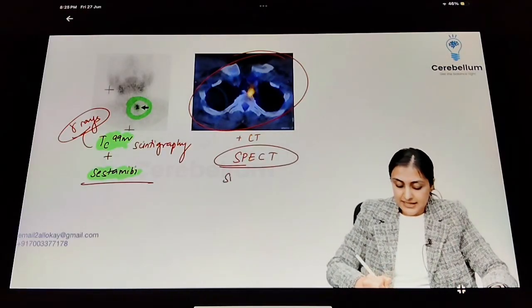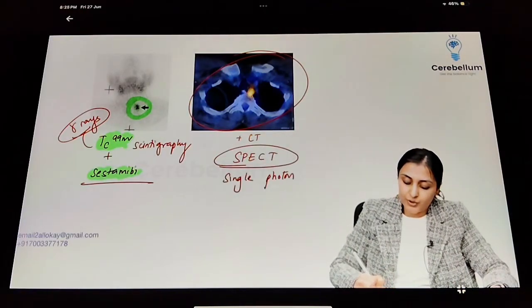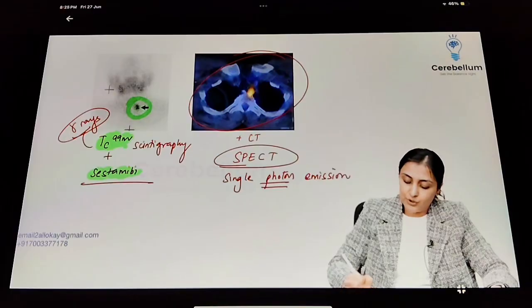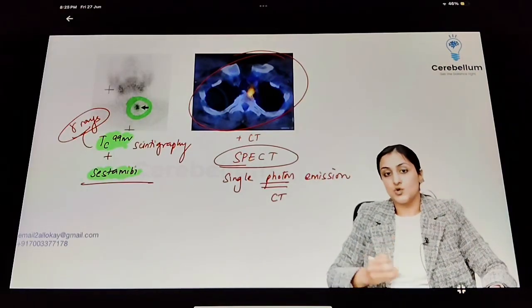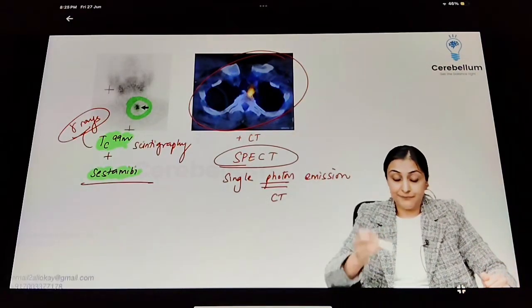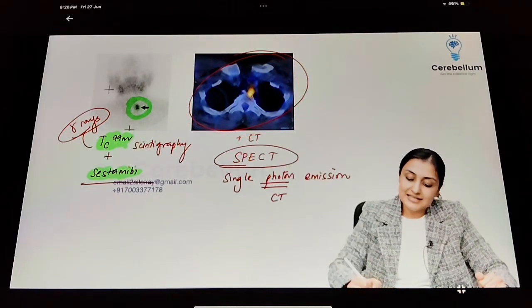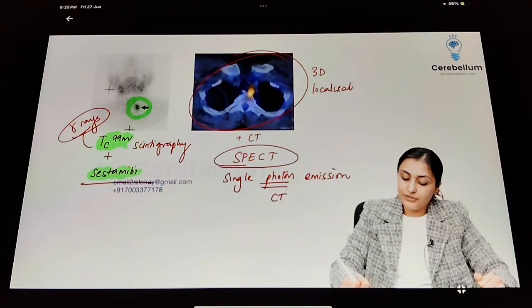What is a SPECT study? It stands for single photon. Photon is the word you need to remember. Single photon emission computed tomography. So this is where I've combined my technetium study with a CT scan, and that gives me the exact 3D localization of the parathyroid adenoma.